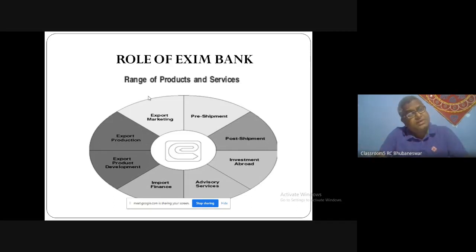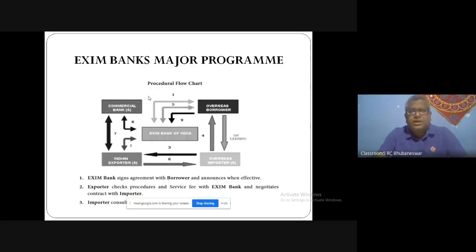Your concept should be clear: what is pre-shipment and what is post-shipment. Investment abroad, advisory services, import finance, export finance, these are some of the services. And if you talk about how the Exim Bank works, you see in my slide, one graphic shows Exim Bank through different parts.